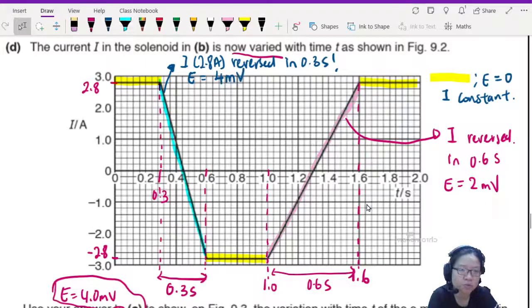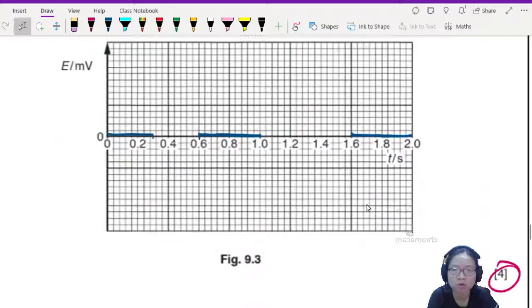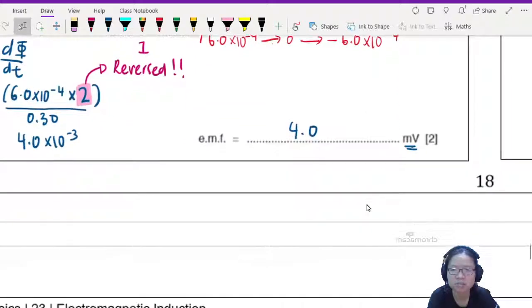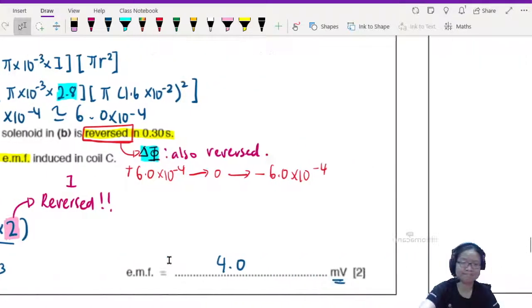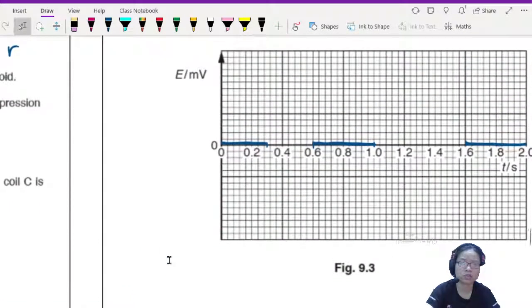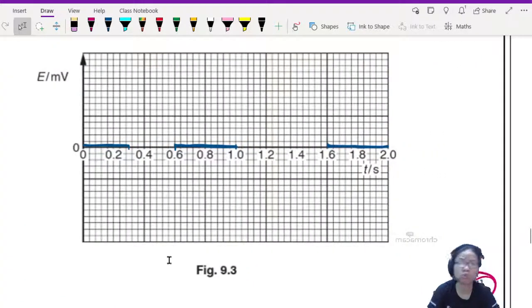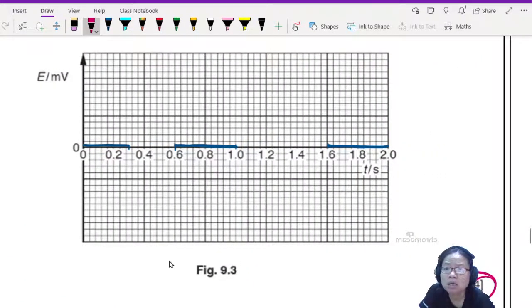Or I guess if you want, since you already calculated the value of 4, you can actually go back here and stare at this number. The current is still 2.8, so nothing on top has changed. This 0.3 becomes 0.6. So if the 0.3 becomes 0.6, this will become 2.0. Alright, so meaning I will have a 2.0. So the scale I could use, I guess I could use a scale of 2. This is already millivolt, which is beautiful. 1, 2, 3, 4, 5. Okay, so this is 4.